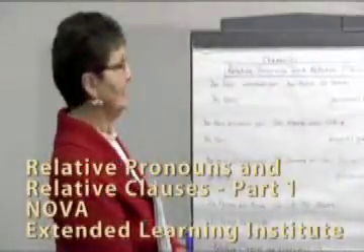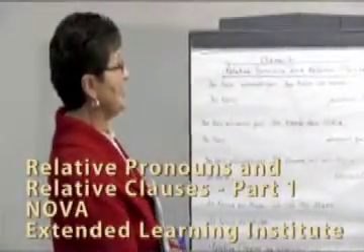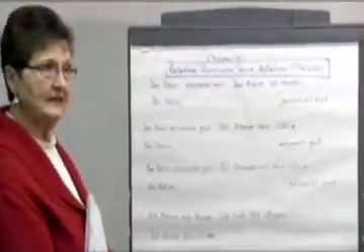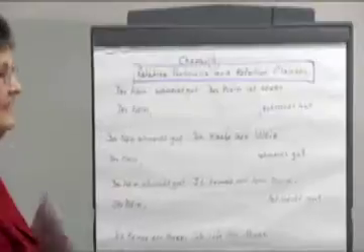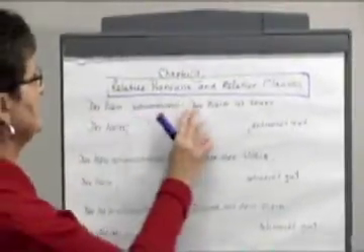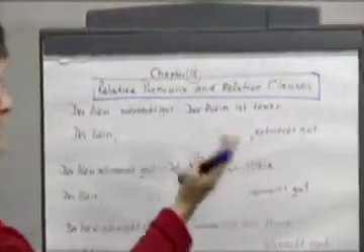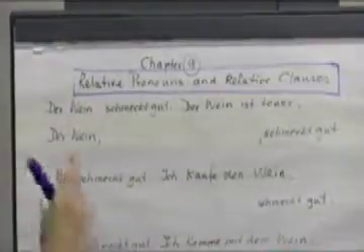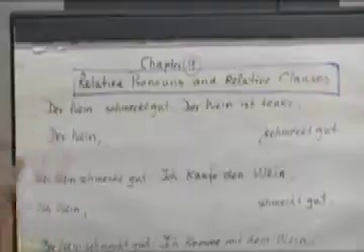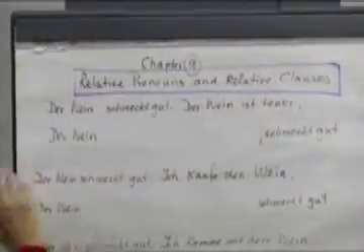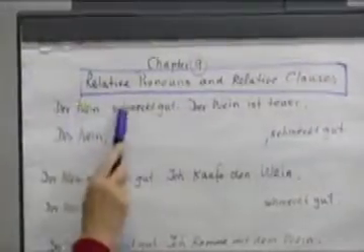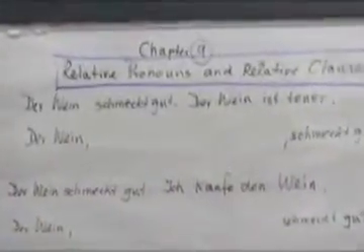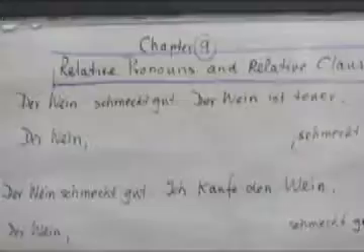Chapter 9. Today we are going to talk about relative pronouns and relative clauses. Now what does that mean, relative? That means that you have two sentences and you are combining the two sentences into one. And there's an item in both sentences which is the same. So when you look at the sentence, der Wein schmeckt gut, okay? Der Wein ist teuer. Which word is the same in both sentences?